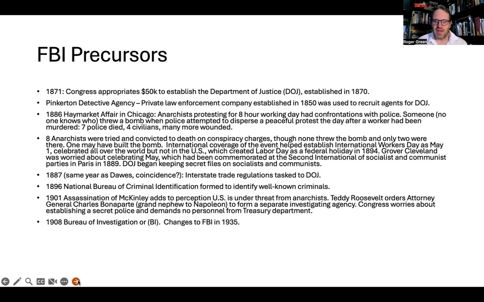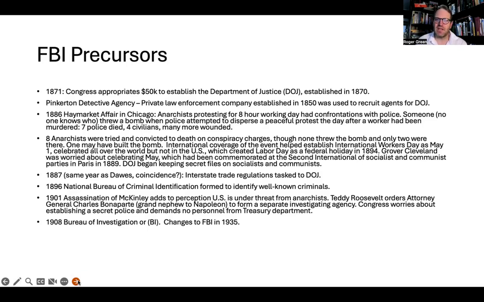International coverage of the event helped establish International Workers' Day as May 1st, celebrated all over the world, but not in the United States. Instead, to not encourage labor movements, the United States made Labor Day a federal holiday in 1894, which of course is the first Monday in September. Grover Cleveland was worried about celebrations commemorated by the Second International and Socialist and Communist parties in Paris in 1889. The Department of Justice at this point in time began keeping secret files on socialists and communists.